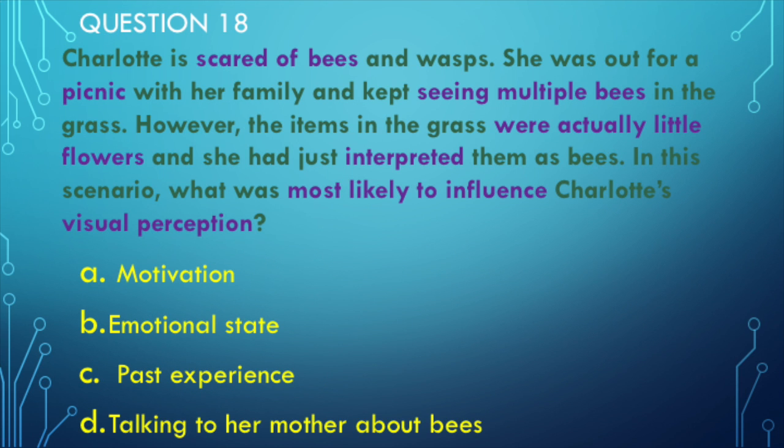Question 18. Charlotte is scared of bees and wasps. She was out for a picnic with her family and kept seeing multiple bees in the grass. However, the items in the grass were actually little flowers and she had just interpreted them as bees. In this scenario, what was the most likely to influence Charlotte's visual perception? Motivation, emotional state, past experience, or talking to her mothers about bees?